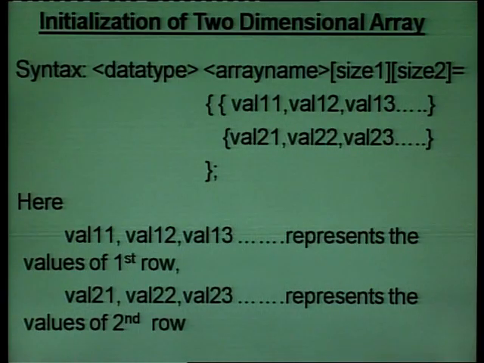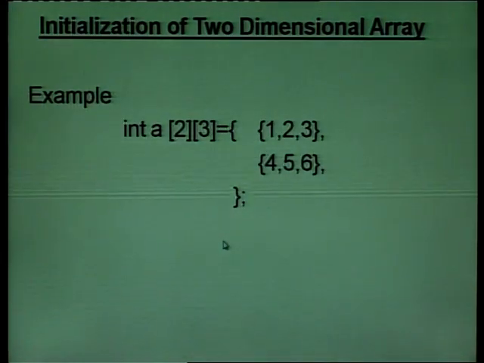Now the initialization of a two-dimensional array. If I want to initialize a two-dimensional array, then the syntax is data type, array name, size 1, size 2, and then the values: value 1 1, value 1 2, 1 3. After that, value 2 1, 2 2, 2 3. Here the first row gives the first row of the array and the second gives the second row of the array. 1 1, 1 2, 1 3 represent the first row and 2 1, 2 2, 2 3 represent the second row.